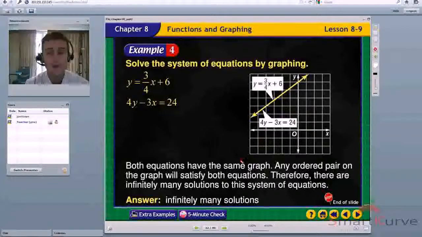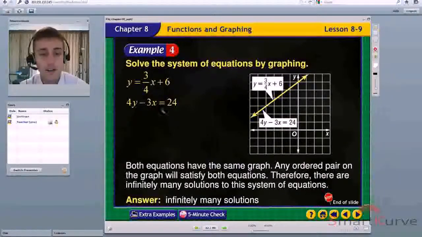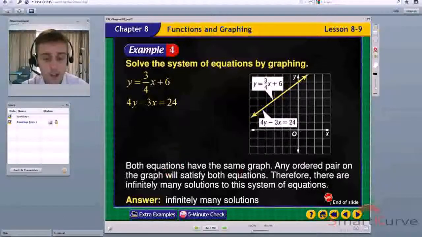Solve the system of equations by graphing. Y equals 3/4 x plus 6, 4y minus 3x equals 24. Both equations have the same graph. Any ordered pair on the graph will satisfy both equations. Therefore, there are infinitely many solutions to this system of equations. So the answer is infinitely many solutions.